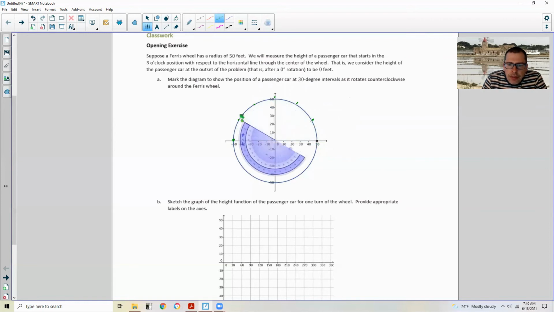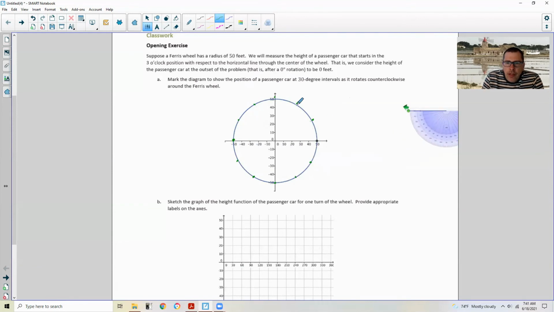Let me rotate it and repeat. So 10, 20, 30 would be right here. 40, 50, 60 is right here. 70, 80, 90. Three more. 1, 2, 3 more. And then we're back to 0.